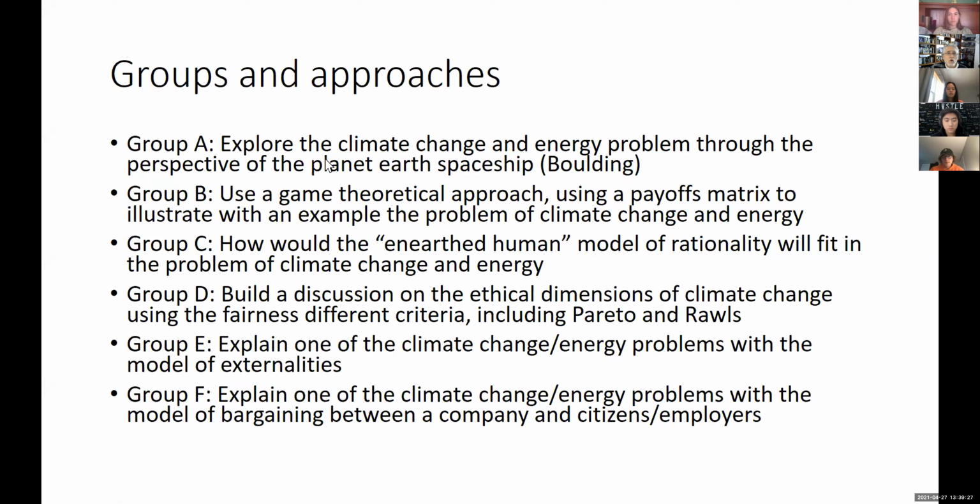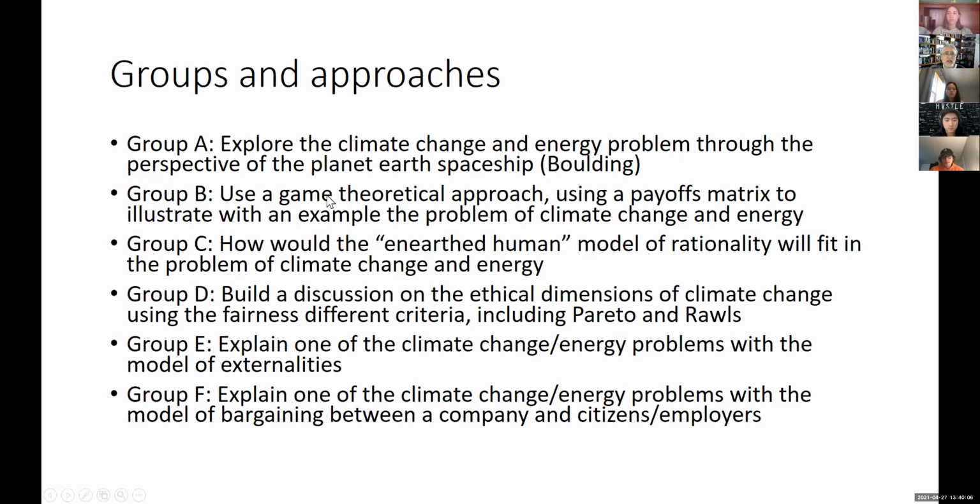So right after I present some of the general issues for the case of climate change and the energy problem, I will form these 2, 4, 6 groups among you. So if we have 18 people, it's going to be 3 people per group. And each group will have assigned each of these different specific tasks, okay?